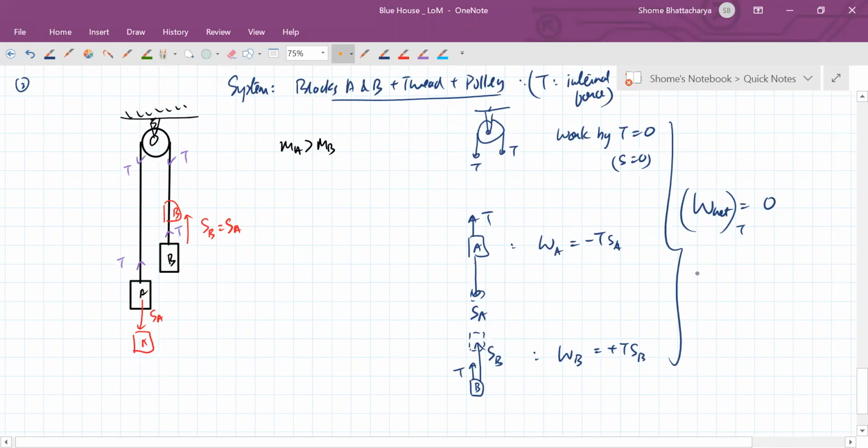So again, SA should be the same magnitude as SB. Therefore, the acceleration of A has the same magnitude as the acceleration of B. So they will have a common magnitude of acceleration. Make a quick note of this. Again, this is not giving us any new information. We already know this. I'm just showing you the working of the virtual work method. And the virtual work theorem, this is the statement of it.